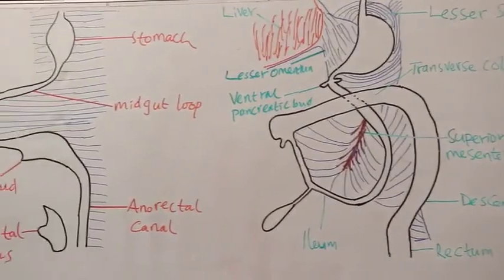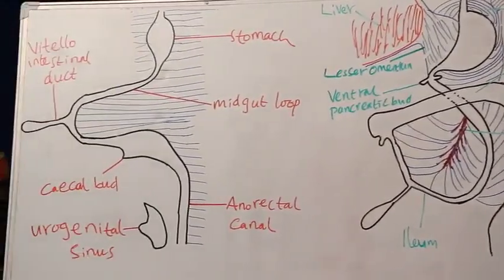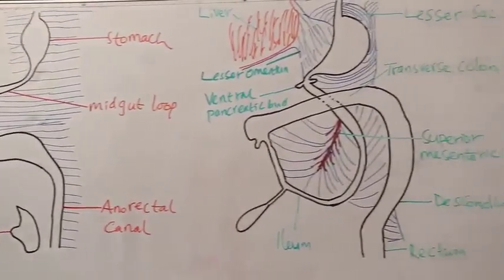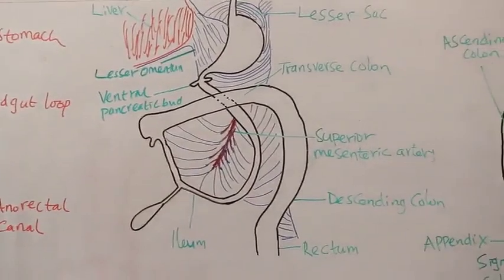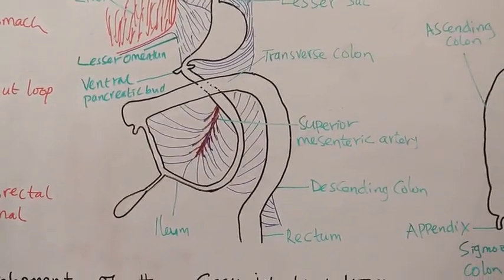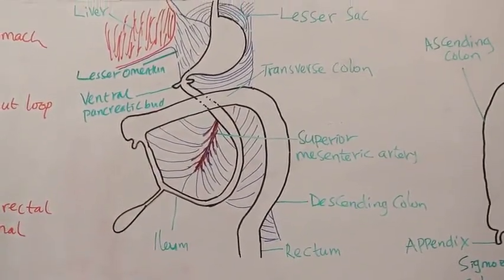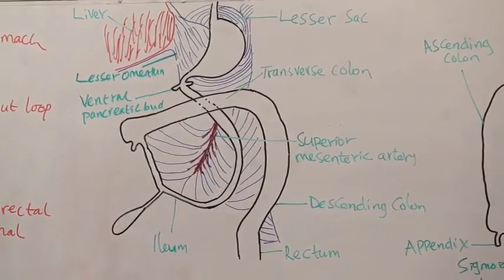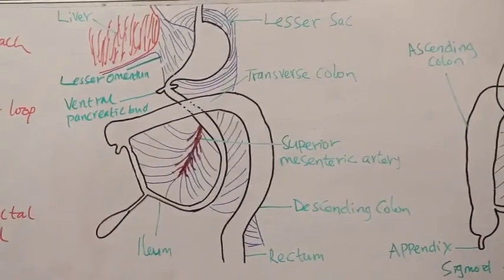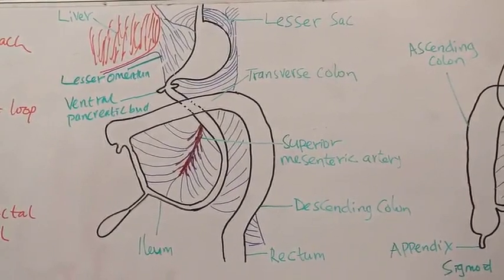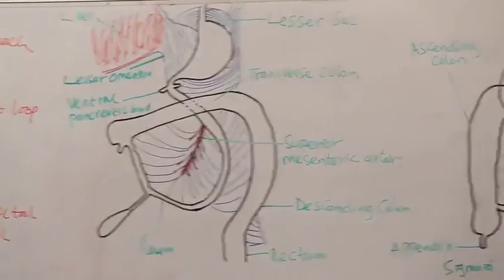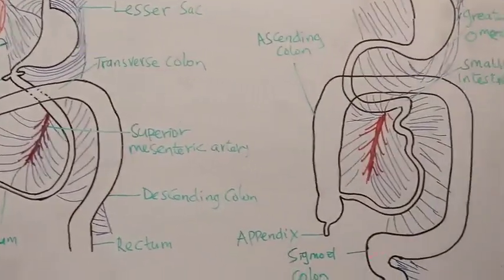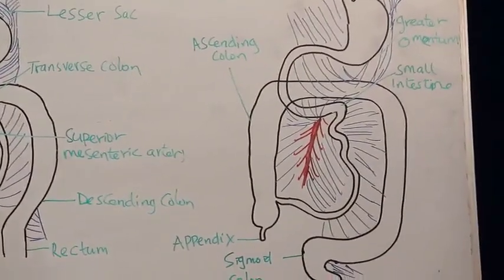The cecum, the appendix, the ascending colon, and the right 2/3 of the transverse colon are all formed by the midgut. The hindgut forms the left 1/3 of the transverse colon, the descending colon, and the sigmoid colon, as well as the rectum and the anal canal.